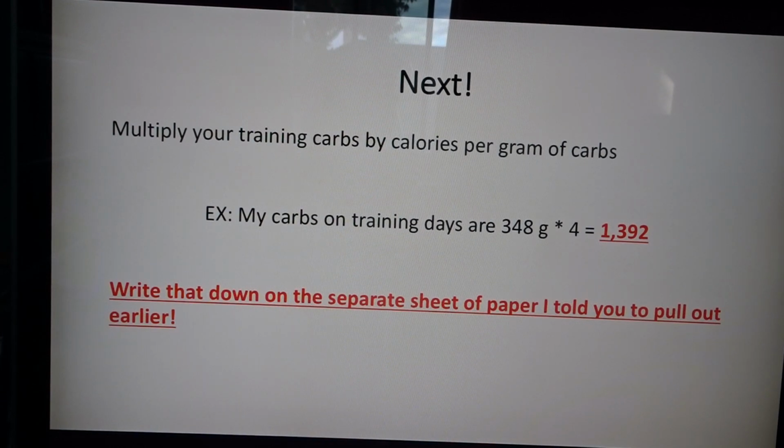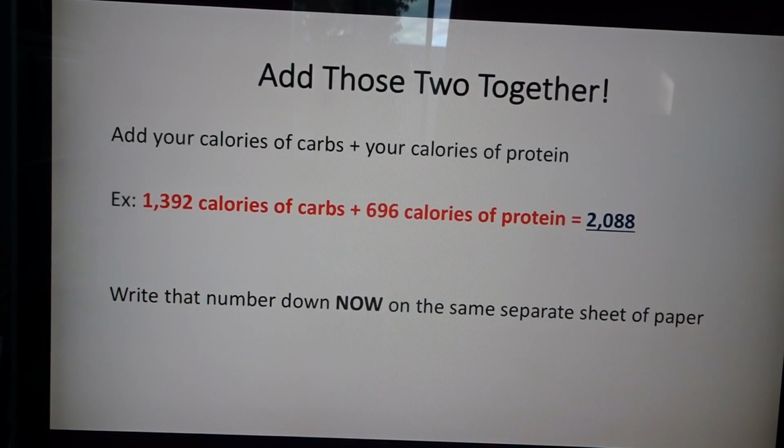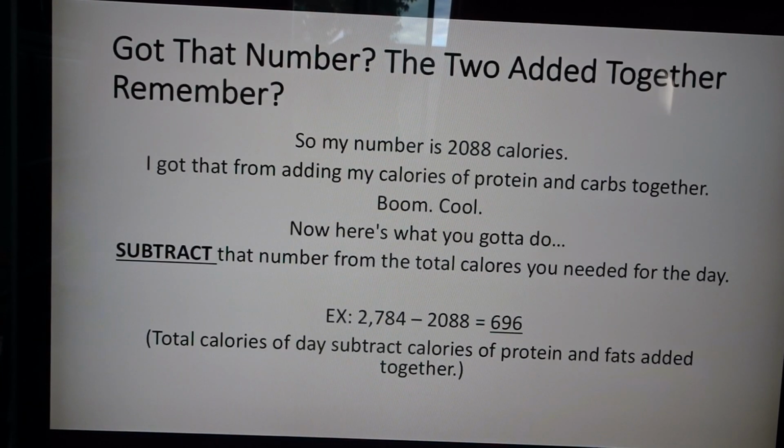Cool. Let's go. Now you're gonna add those two together. You're gonna add the calories of carbs with the calories of protein, and you're gonna get a number. My number is 2,088. Now I'm gonna write down that number on a separate sheet of paper. Alright, so you added the two together. Now my number is 2,088 calories. I got that from adding my calories of protein and carbs together.